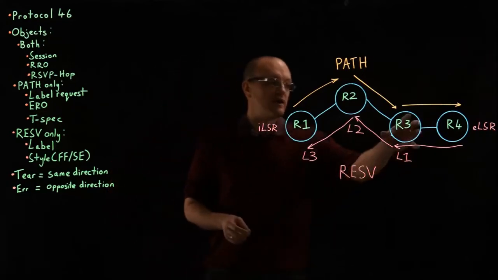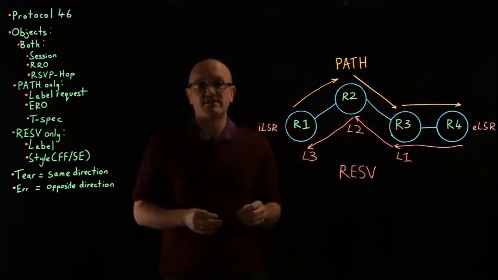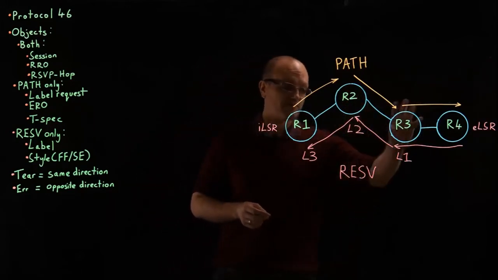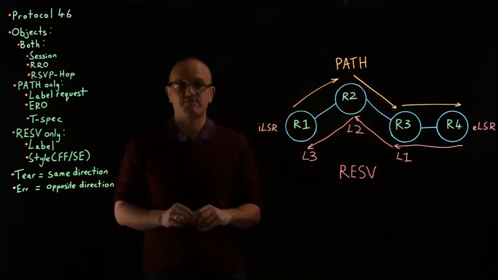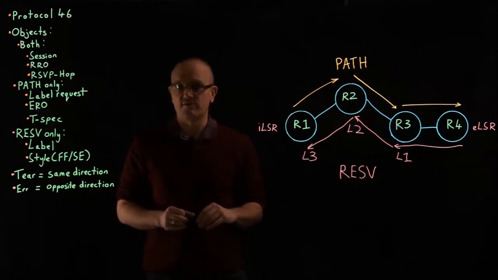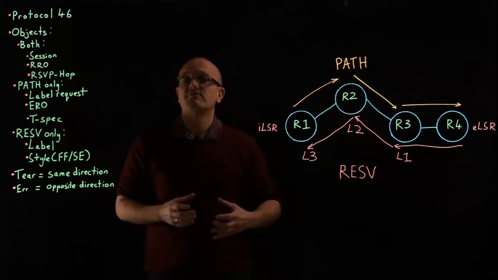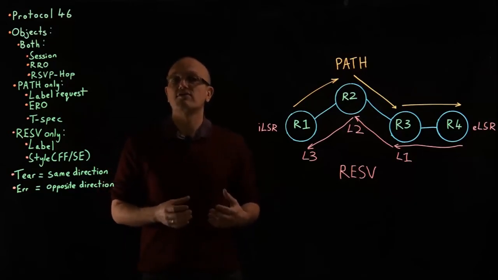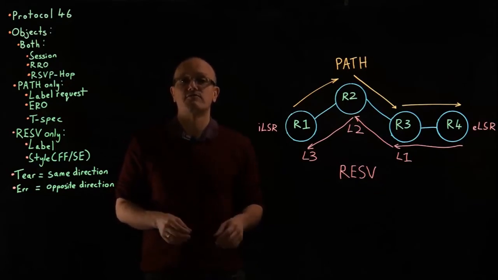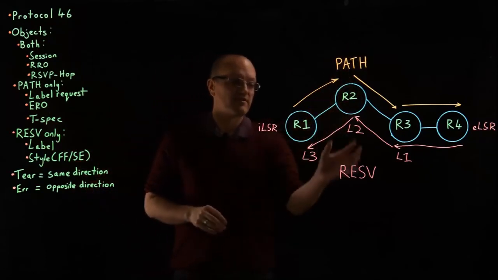And these are locally significant labels allocated and advertised upstream on every device as those devices process those reserve messages. And then finally we have the style object. Generally this is going to be one of two values, either fixed filter or shared explicit. And this refers to how resources are allocated amongst paths that belong to the same common LSP. And we'll take a look at this in more detail in a subsequent video. So that was the objects that we see in these messages.